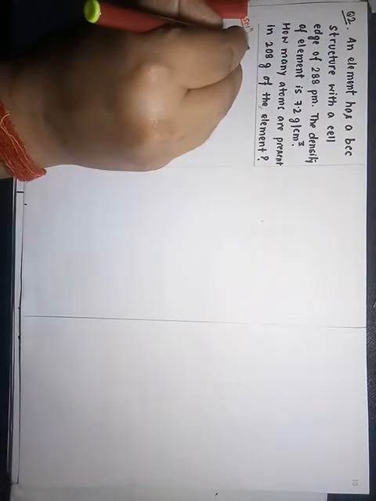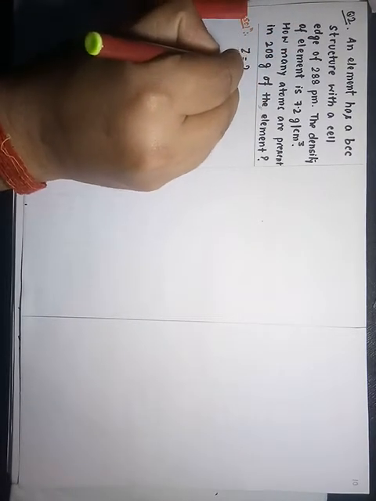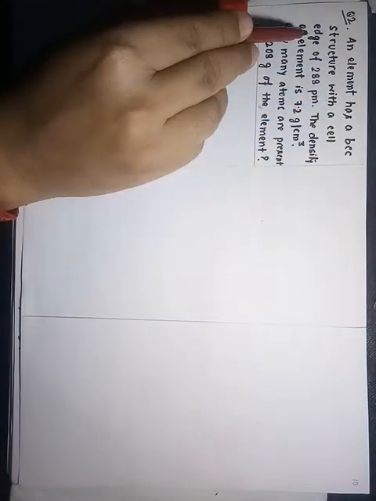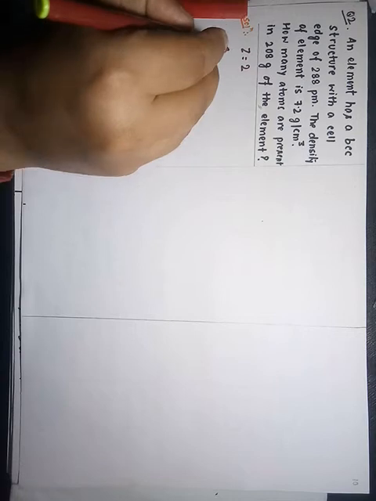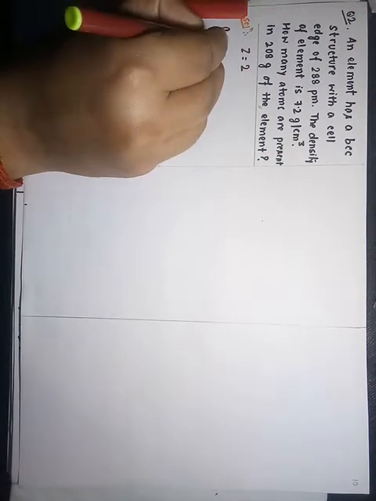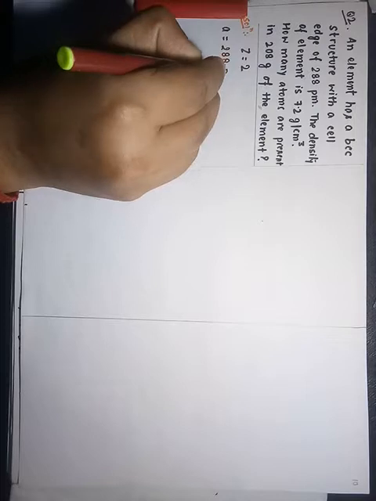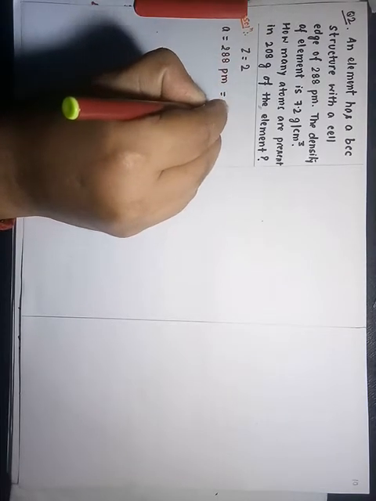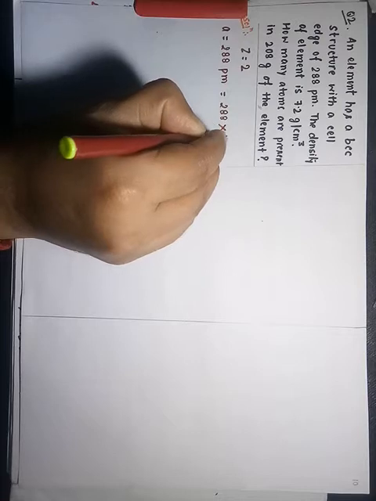Let us solve another question based on density of unit cell. So you can clearly see here that the data are provided to us. An element has a BCC structure, so Z is equal to 2, with a cell edge of 288 picometer. It means a is given to us as 288 picometer. So this will be equal to 288 into 10 to the power minus 10 centimeter, student.